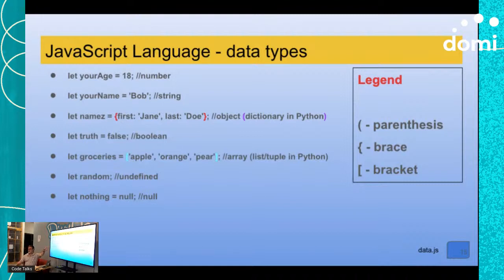Then you have null. Now, null is nothing. Null is not just an empty space, because a space is a character, so that would be a string. It's not a zero, because that's a number. So a null just means nothingness.